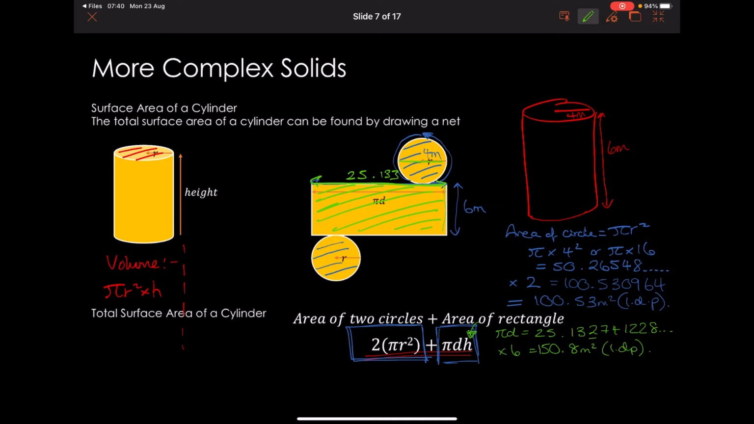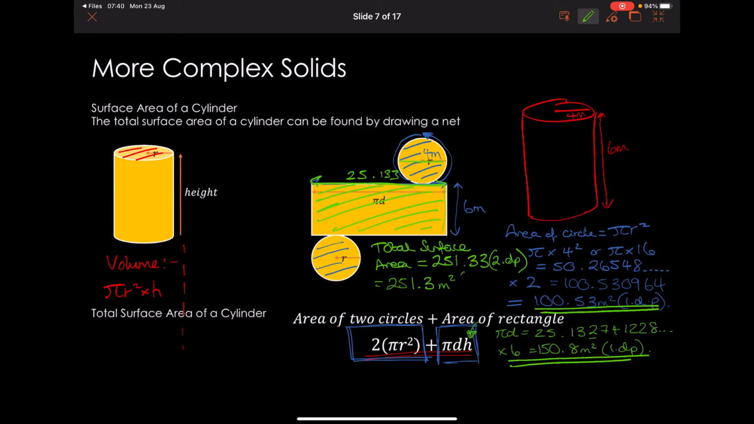All right, so I've worked out the area of my 2 circles and I've worked out the area of my rectangle. I now need to add them together. So I'm going to add 150.8 to 100.53, giving me a total surface area of 251.33 to 2 decimal places. I probably should have rounded to just 1 decimal place, so 251.3 meters squared, because I've rounded to 1 decimal place everywhere else. So I'm trying to be consistent.